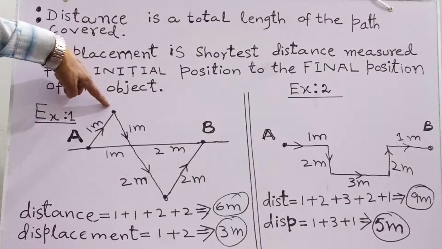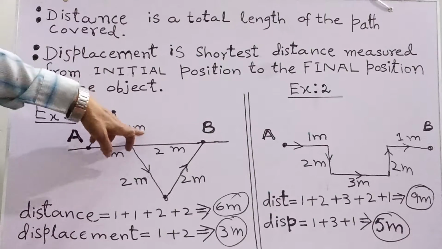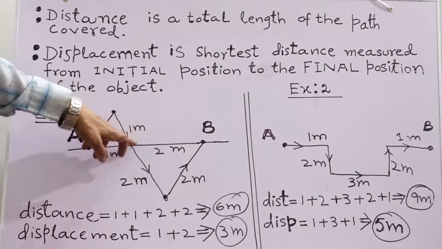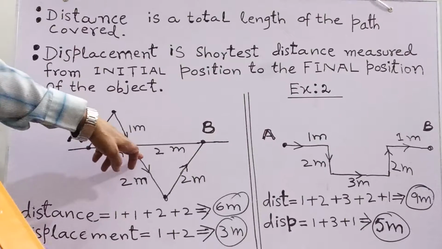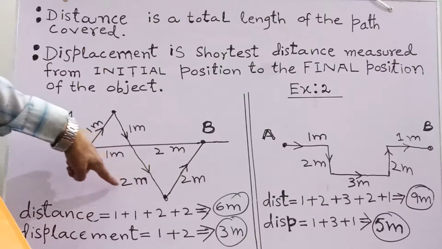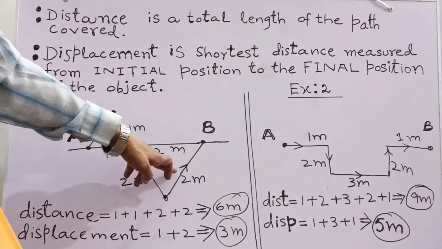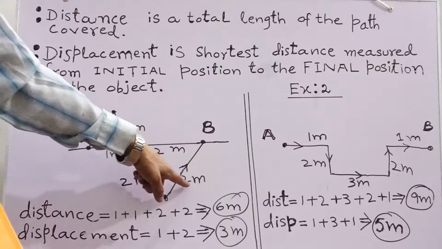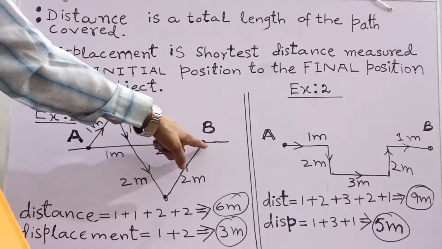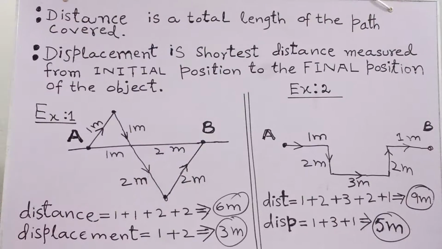the distance of 1 meter. Then it moves along this path, once again covering the distance of 1 meter. Then it moves down and travels along this path and covers the distance of 2 meter, and finally moves along this path, covers the distance of 2 meter and ends the journey at the point B. B is the final position.